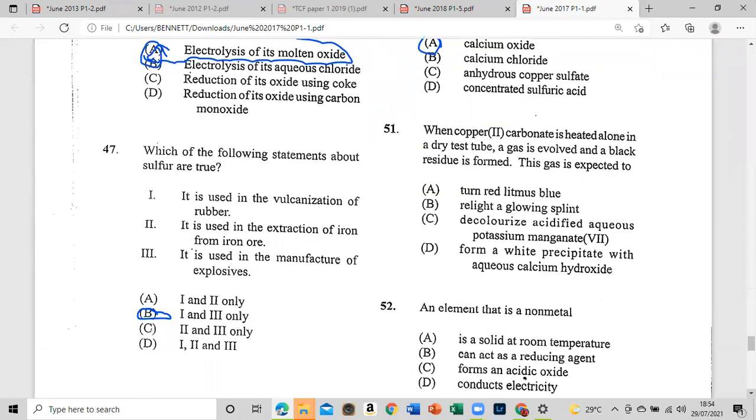51. The copper 2 carbonate is heated alone in a dry test tube. A gas evolved and black residue is formed. This gas is expected to form a white precipitate with aqueous calcium hydroxide. And that was done earlier.